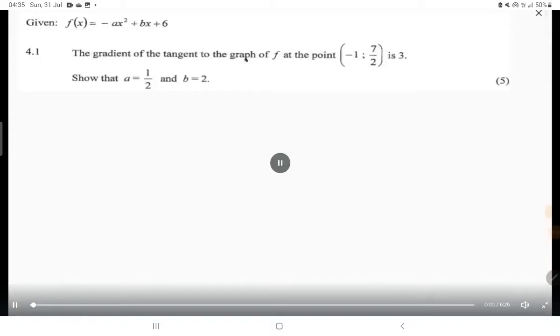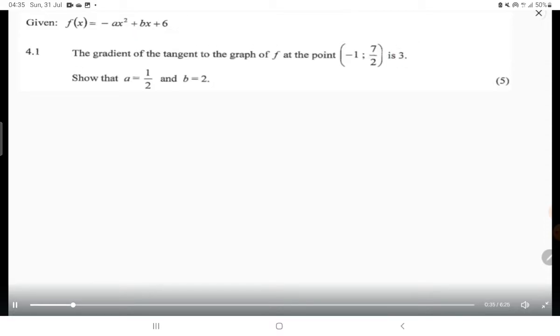Okay, let's consider this question. Given f of x is equal to negative ax squared plus bx plus c. So we have 4.1 here, which says the gradient of the tangent to the graph of f at a point is equal to 3. So now we are given the gradient of the graph, which is f, at this specific point, and the gradient is equal to 3.